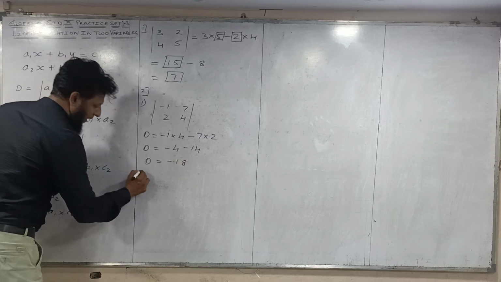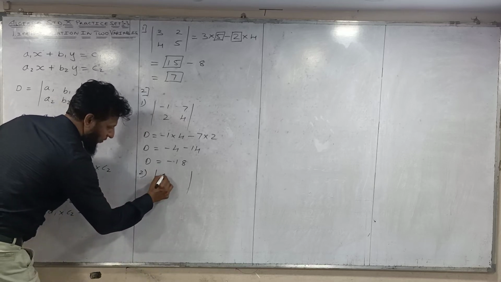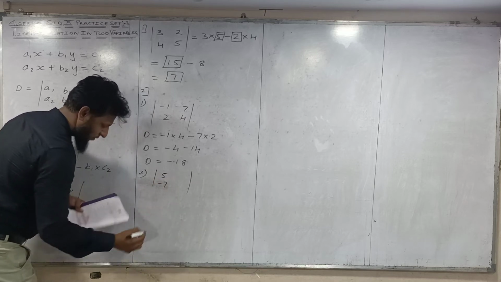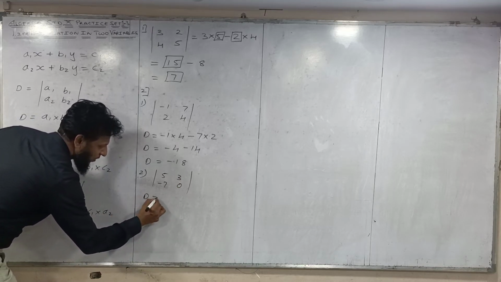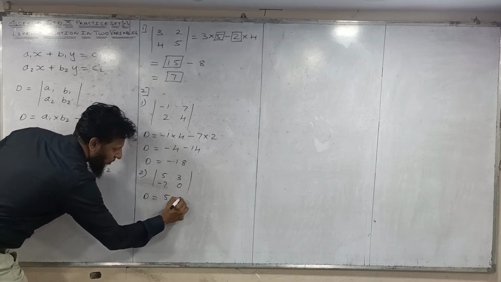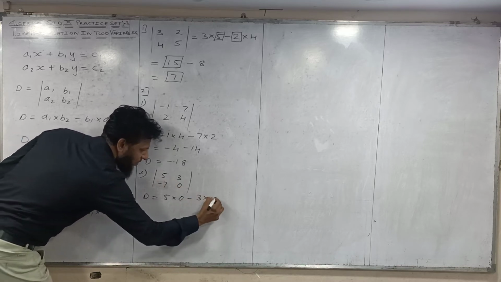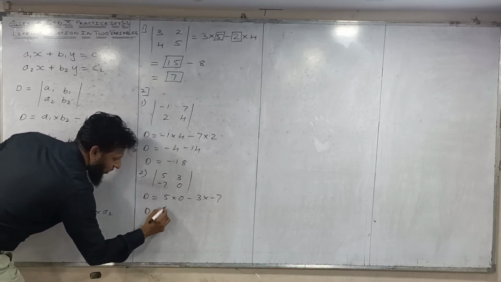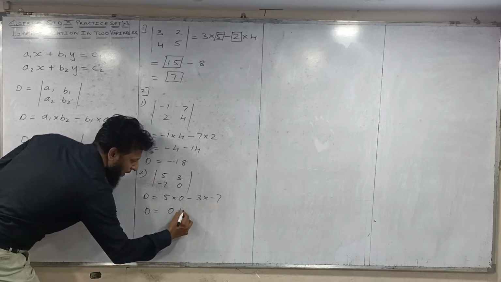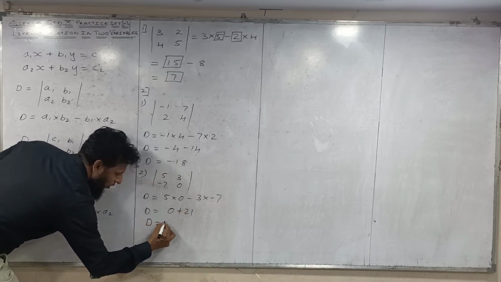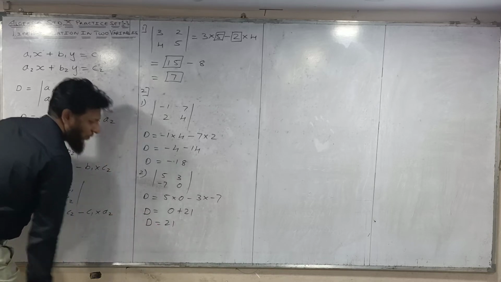Now the second sum. The determinant is 5, minus 7, 3 and 0. Again D is equal to 5 multiplied by 0, minus 3 multiplied by minus 7. 5 zeros are 0, 3 sevens are 21, minus minus gives plus 21. So the value of D is 21.